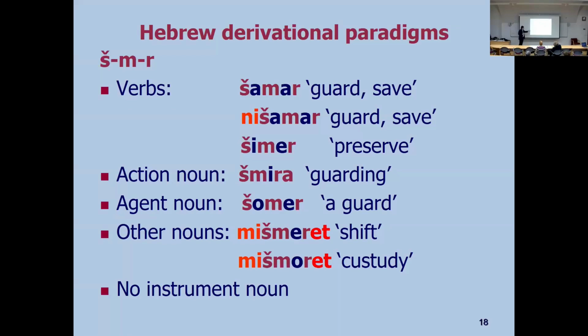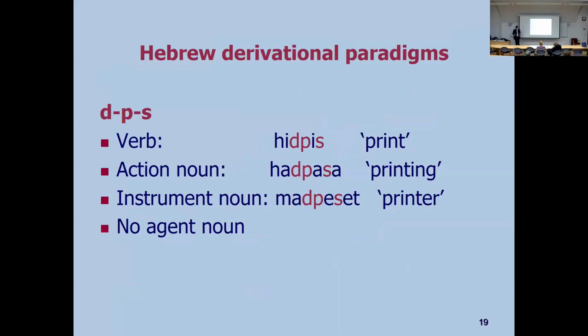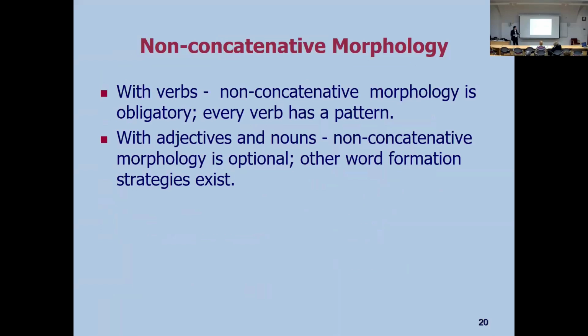In this case, there is, for example, no instrument noun. As typical of derivational morphology, there are many gaps, many holes, many things which are unpredictable, or at least less predictable. So if you take the root de pesa, we have the verb hitpis, the action noun hadpasa, and the instrument noun madpeset, printer, but there is no agent noun.